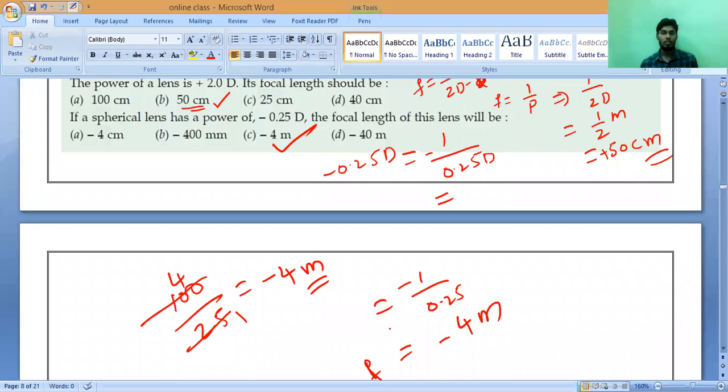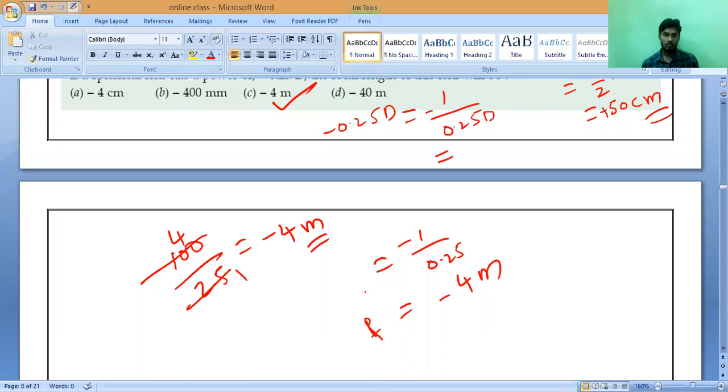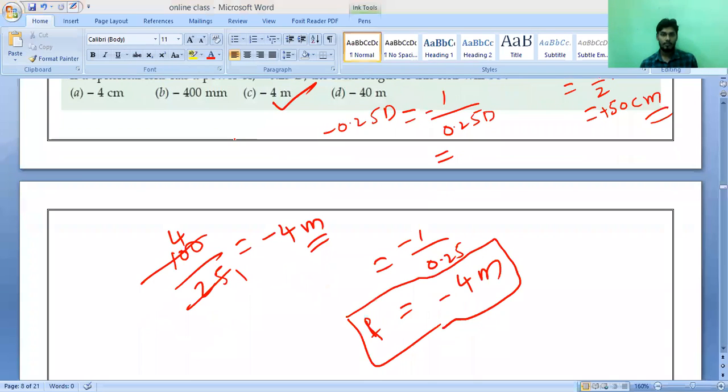All of you solve it. This numerical, solve. Do it fast. Do you understand or not, everyone? Yes, sir. Solve it, solve it.